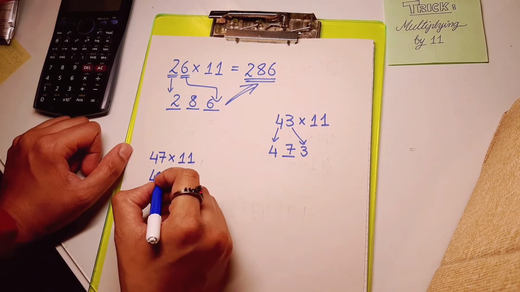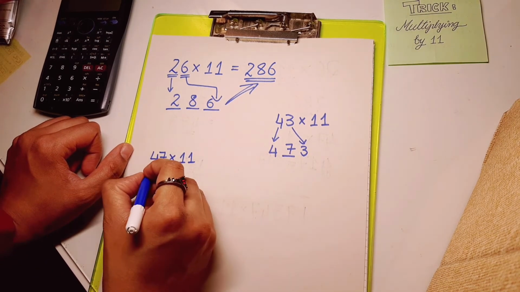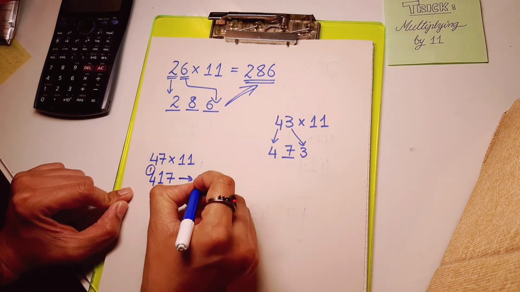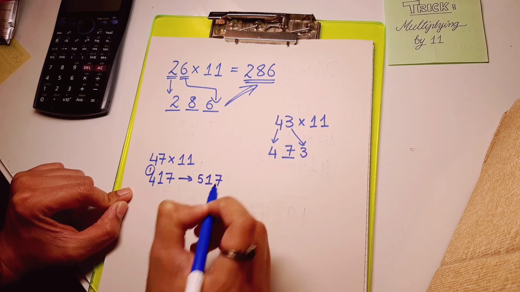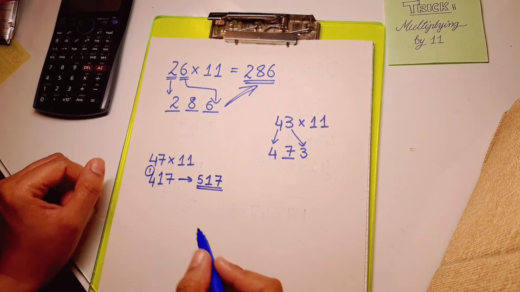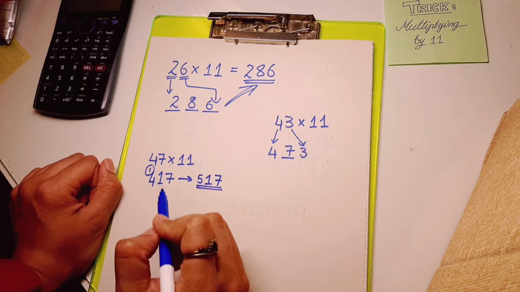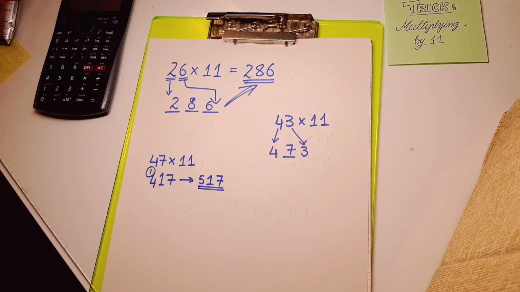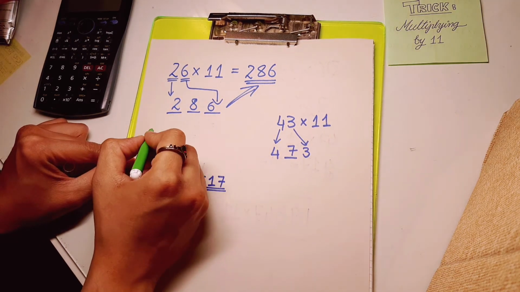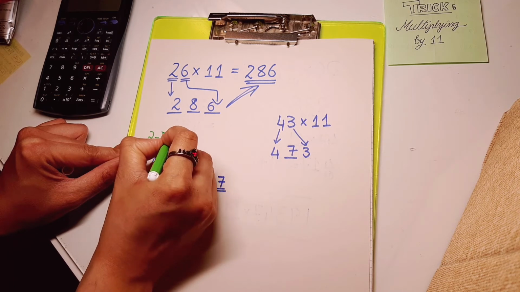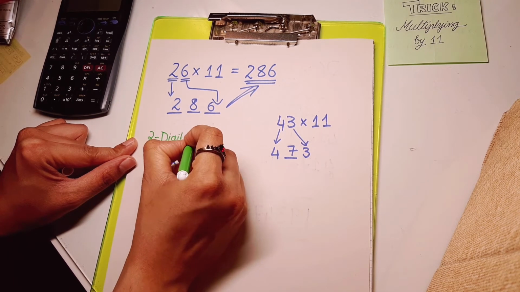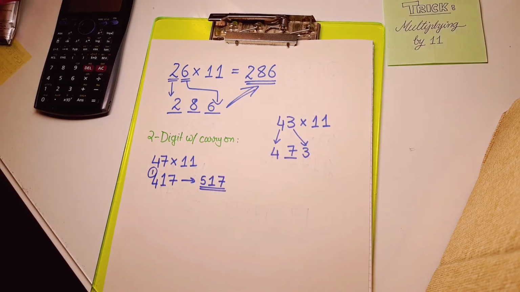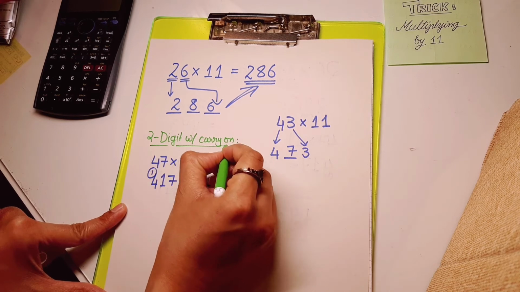What do we do in this case? We just write down the 1 over here, and we carry the other 1 on to the 4. And this gives us 517. So that is the answer. It's not too complicated. The only difference is this carry on that we have over here. Right, so this was a two-digit multiplication, but with a carry on. So that's what we have here.